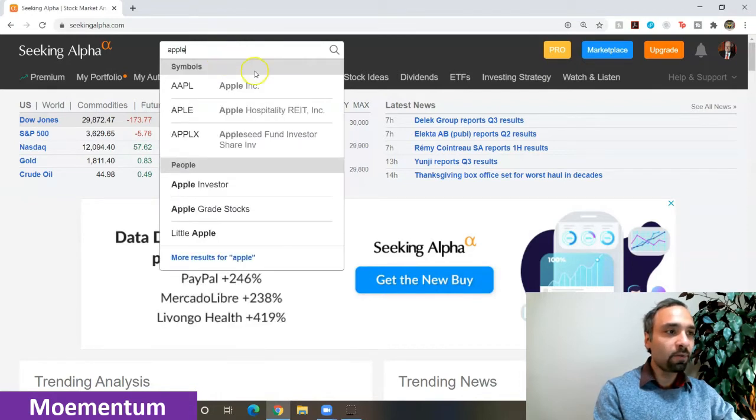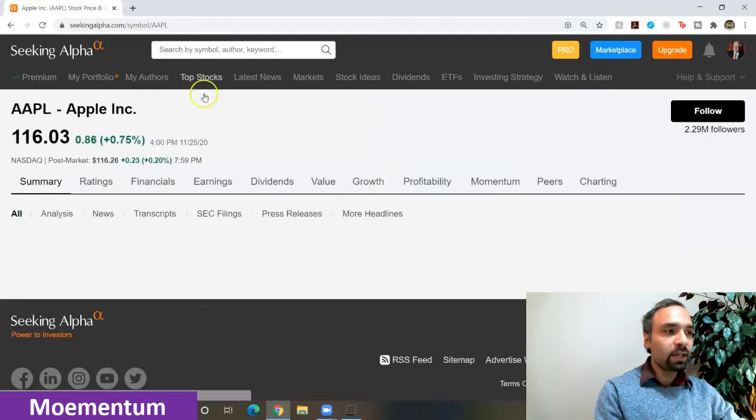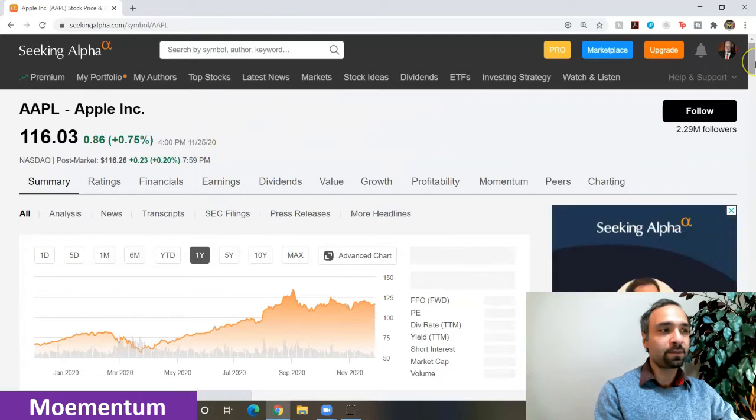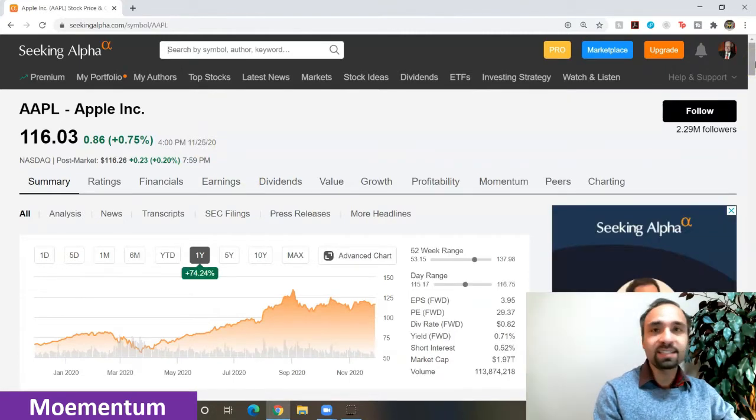Next, we're going to type in the company that we are looking for. The company is Apple. You can see Apple Incorporation, and the ticker symbol is AAPL. The ticker symbol usually refers to the 3 to 4 characters that represent the stock in the stock market. For Apple, it is AAPL. I'm going to click on it, and you're going to land on the main page for Apple stock on seekingalpha.com.